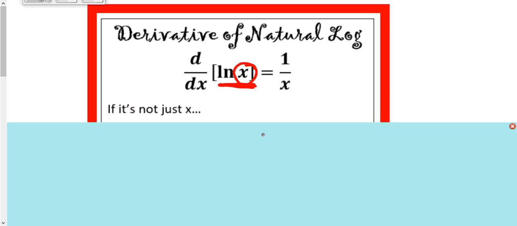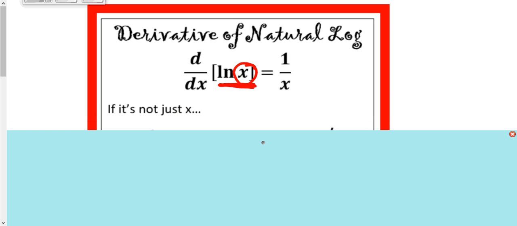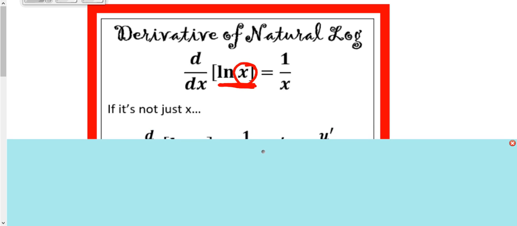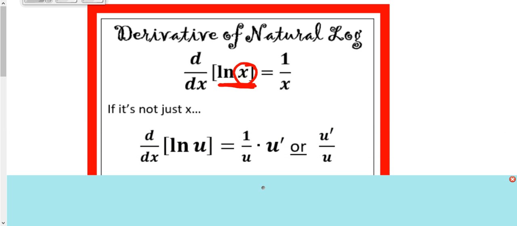Now, if it's not just x, we don't always just have ln of x. Sometimes it's ln of 3x, ln of x plus 1, ln of something. If it's ln of u, so if we have a group inside of our ln, the group goes on the bottom, and then you just multiply by the derivative. Or the original, what's inside the ln, on the bottom, derivative on top. Those are equivalent. This is basically just the chain rule.